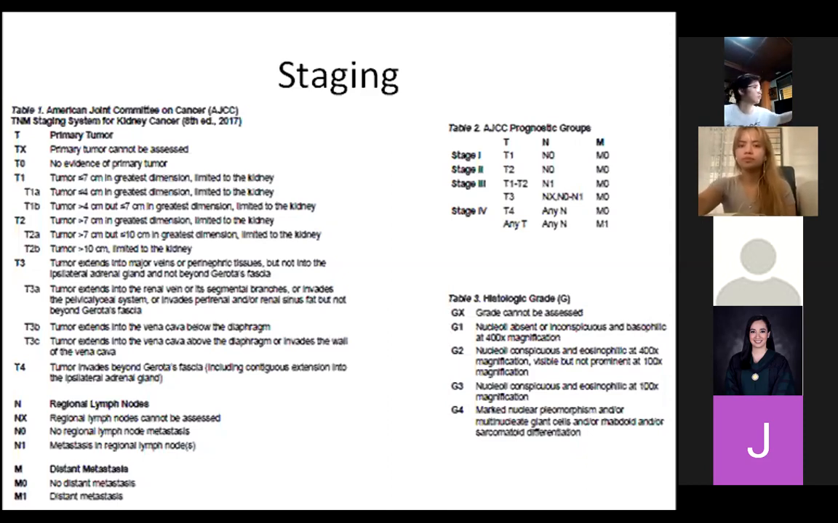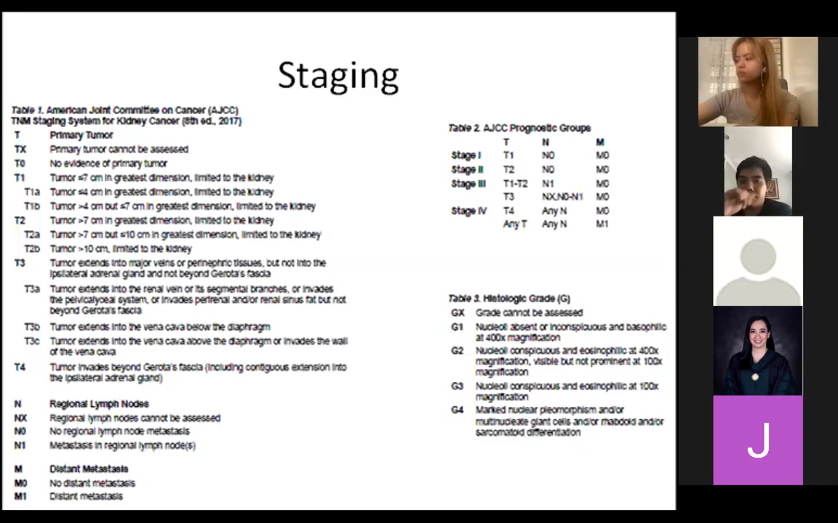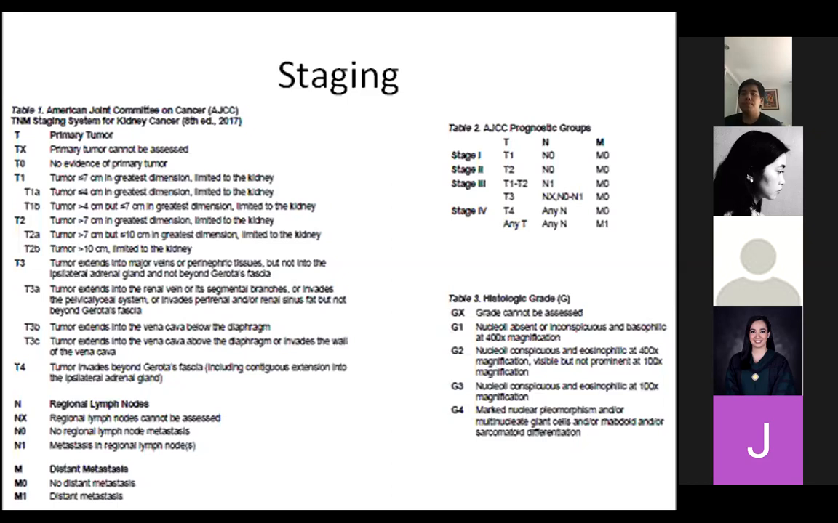As you can see in the AJCC prognostic groups, stages 1 to 4 are primarily T-dependent. So T1 is stage 1, T2 is stage 2, T1 to T2 with N1 is stage 3, or T3 is also stage 3. Then stage 4 is T4 with any N and M0 or M1.